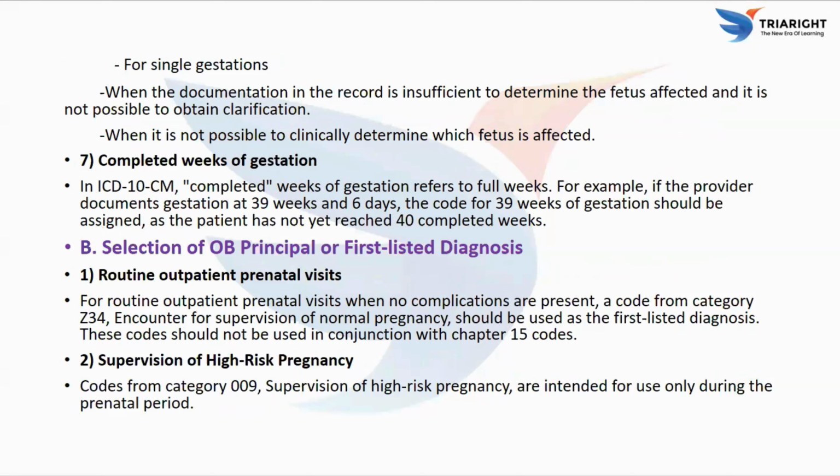Next, the seventh guideline is completed weeks of gestation. In ICD-10-CM, when documenting pregnancy weeks, only full or completed weeks are counted, not partial weeks. For example, if the doctor documents 39 weeks plus 6 days, this does not equal 40 weeks yet. So the correct code is for 39 completed weeks, not 40. Partial weeks do not count. Only full weeks are used in the coding.